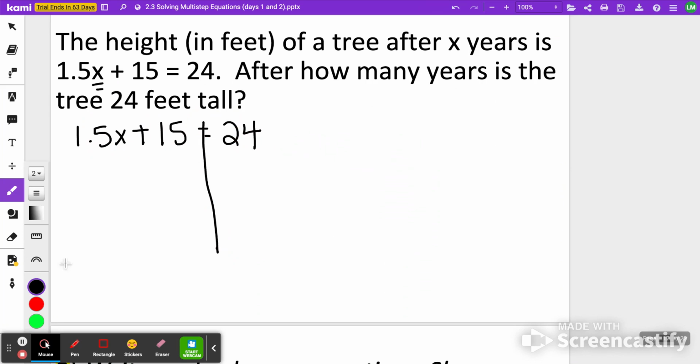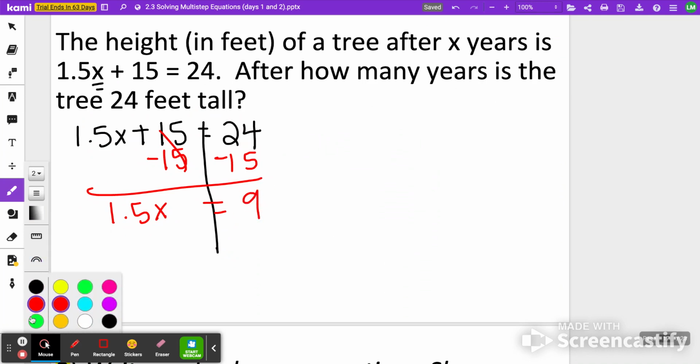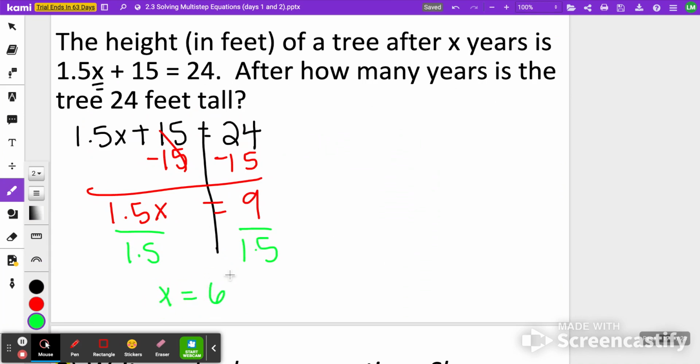So I have 1.5x plus 15 is equal to 24. The very first thing I'm going to do is subtract 15 from both sides. So I'll have left over 1.5x, and then 24 minus 15 should give you 9. The next thing I'm going to have to do is divide both sides by 1.5. So 9 divided by 1.5 is giving me 6. So that means 6 years is all it'll take to have the tree grow 24 feet tall.